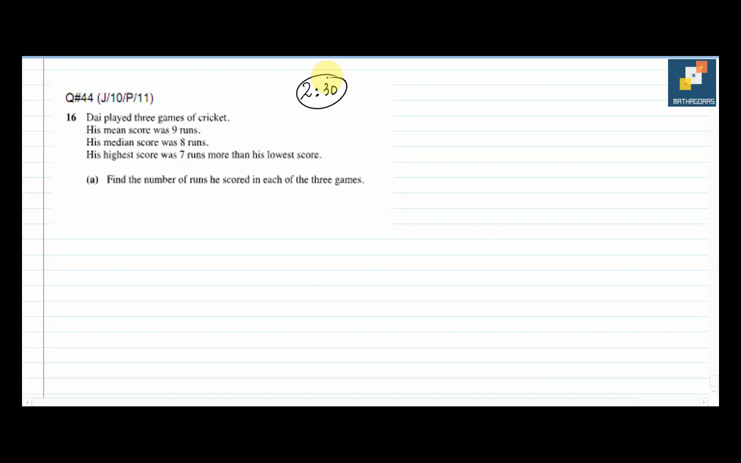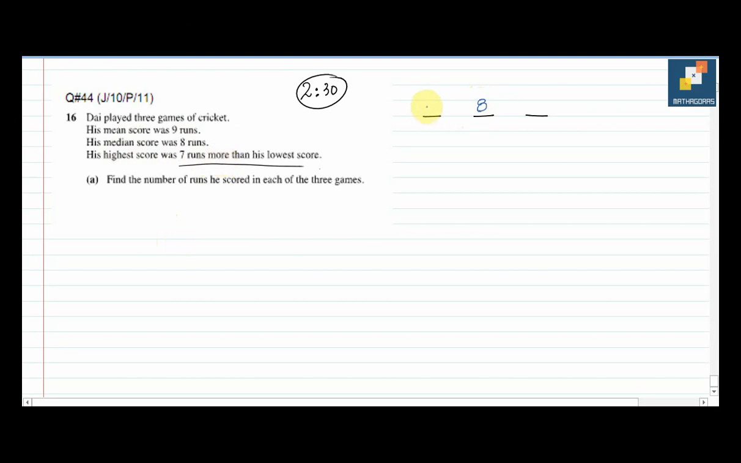All right. So basically, it says that the guy played 3 games of cricket. His mean score was 9, median was 8, and highest was 7 runs more than lowest score. So the guy is playing 3 games, so I just draw 3 games here. His median score was 8. That means we have the middle value. It's 8, right? His highest score was 7 runs more than his lowest score.